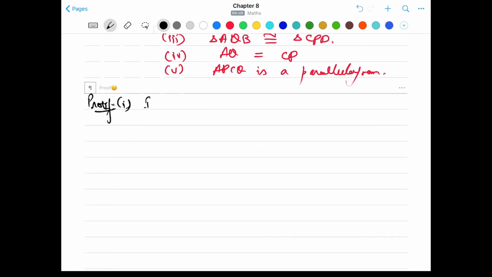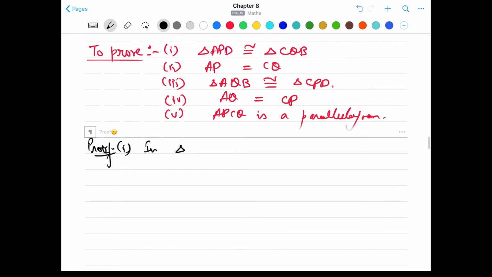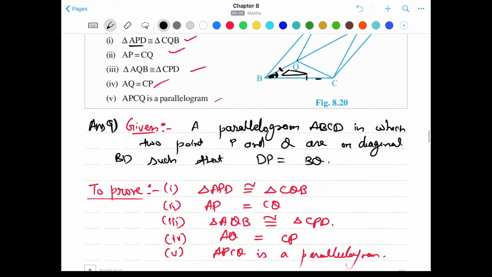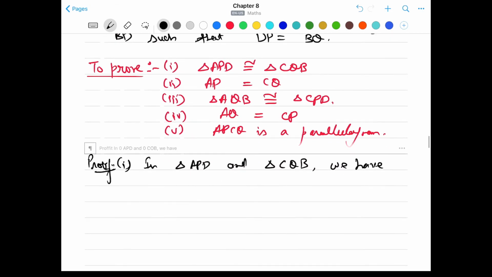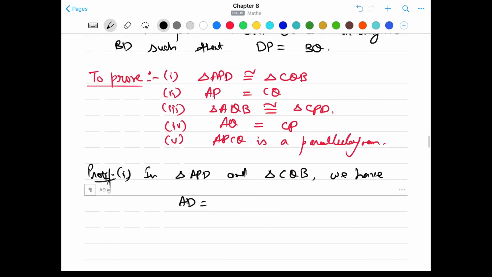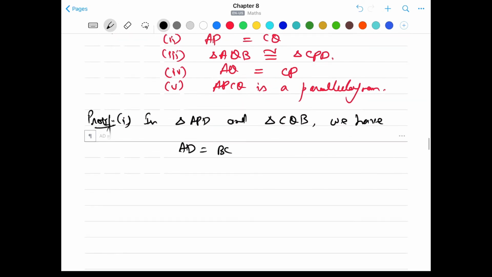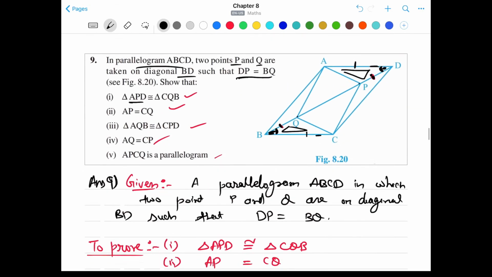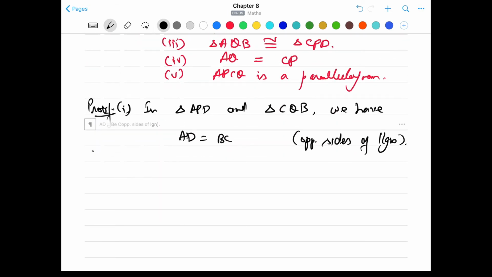So we'll write, in triangle APD and triangle CQB, we have that side AD is equal to BC, because they are opposite sides of a parallelogram.